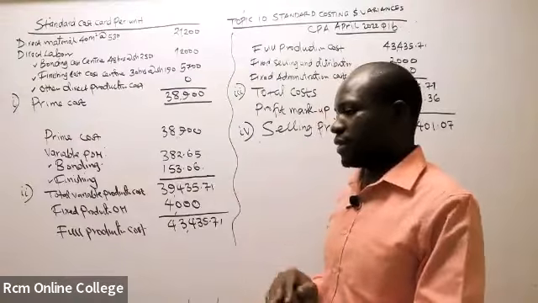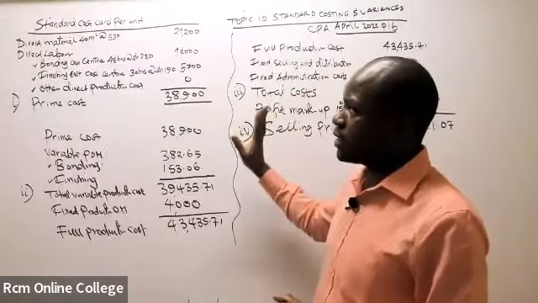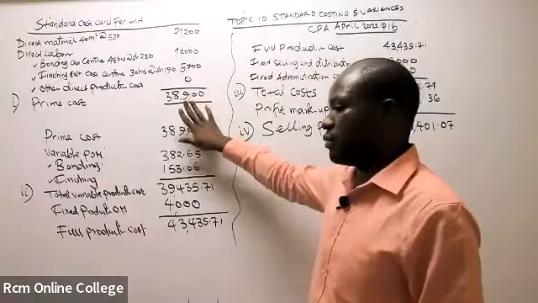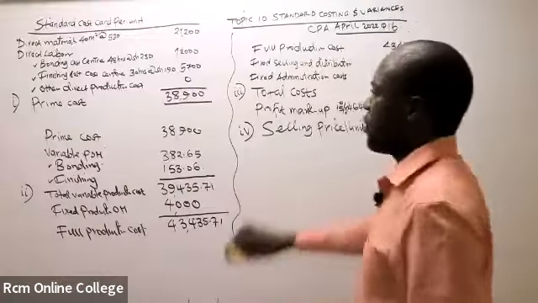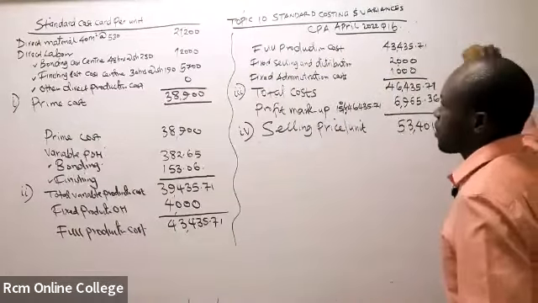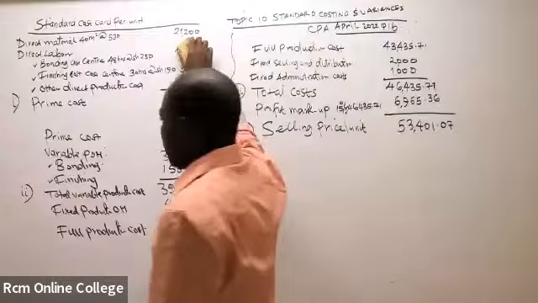Good, so let's go to variances. There's nothing under standard cost card that you're going to discuss beyond this. This is it. Once you understand this part, you are good to go. You'll be able to now deal with the variances. So let's go to variances.